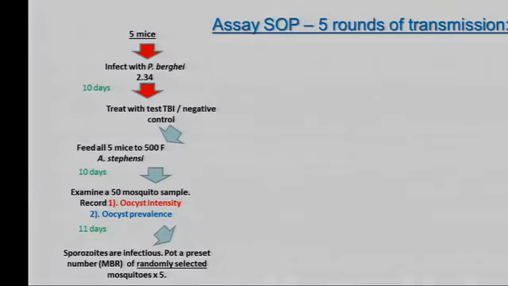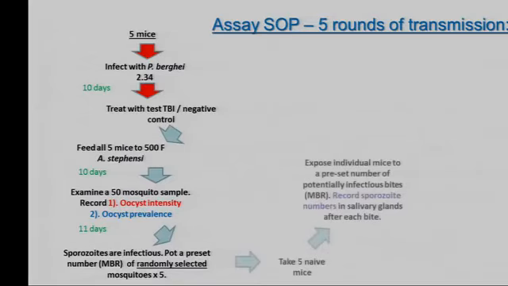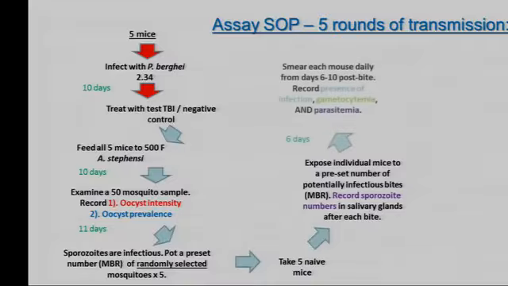So then we pick a preset number, which is our transmission setting, our mosquito biting rate, of randomly selected mosquitoes, 5 times, expose these to 5 naive mice, and essentially let these mosquitoes feed on these mice at individual biting rates. So we've got sporozoite numbers in salivary glands after each bite. We can relate that back to oocyst numbers, we can relate that back to previous infection, but crucially, we can also relate that forward to subsequent infection.